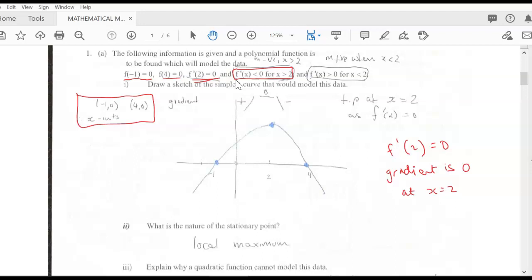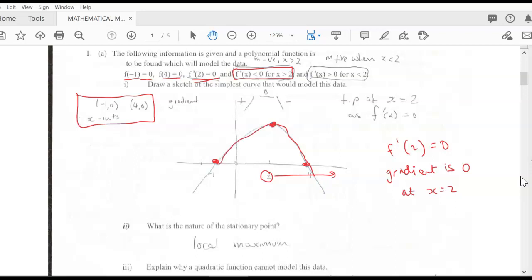So what we've got here on our graph, we've got our x-intercepts at -1 and 4. And it's saying that our gradient is less than 0 for x greater than 2. So here's our turning point. So our gradient has to be decreasing. So it's negative. It's less than 0 when x is greater than 2, all the way down this way. All right, so that's why it's going down. And your gradient is greater than 0, or it's positive, when x is less than 2.